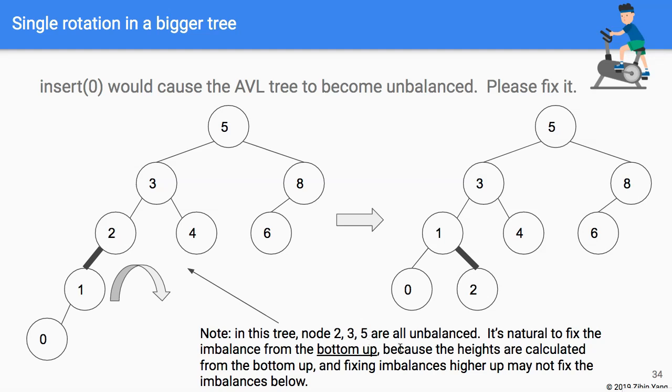So in other words, we want to fix the imbalance from the bottom up for 2 reasons. One is because heights are calculated from the bottom up, so it's very natural to start fixing things from the bottom. And also because, again, how the heights are calculated, if you fix something that's higher up in the tree, it doesn't necessarily change the height below it, and therefore if there are imbalances below it, then fixing things higher up might not necessarily fix the imbalances below it. So that's why even though there are multiple nodes that are unbalanced, we fix the one that is lowest in the tree.